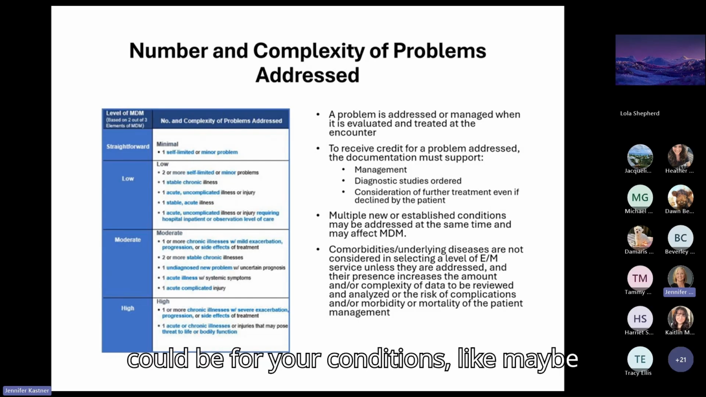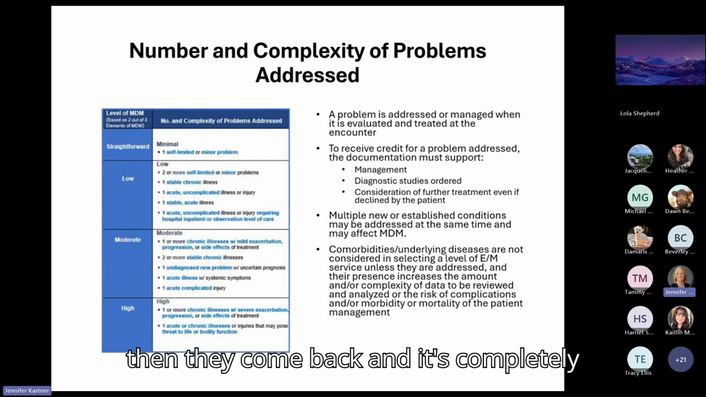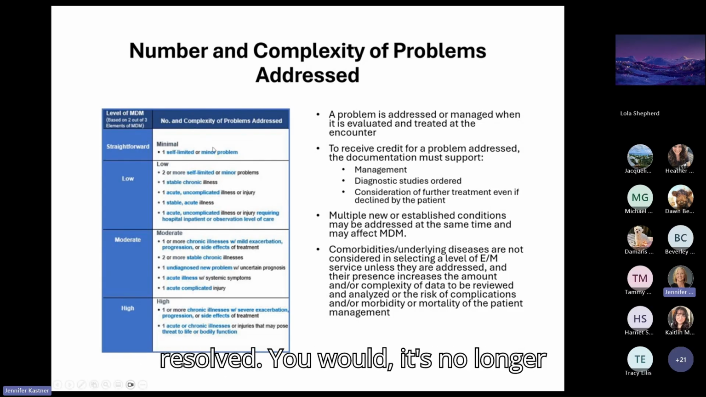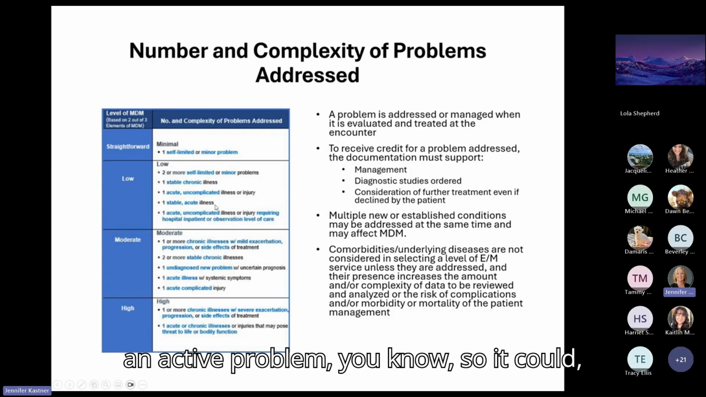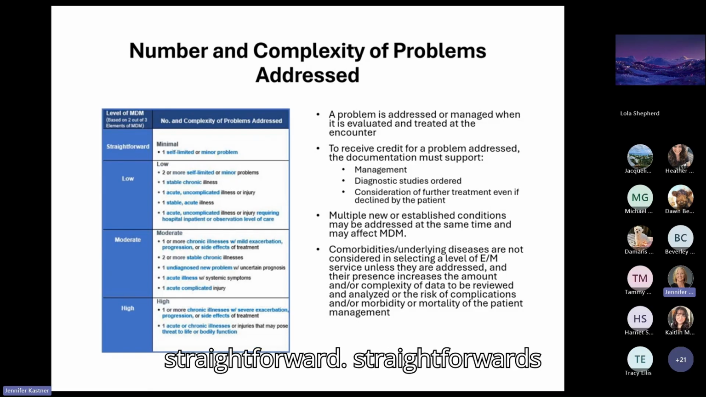This could be for conditions like, maybe they had a really bad ear infection and then they come back and it's completely resolved. It's no longer an active problem, so that's an example that could be straightforward.